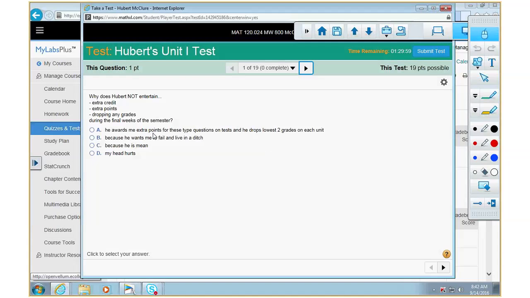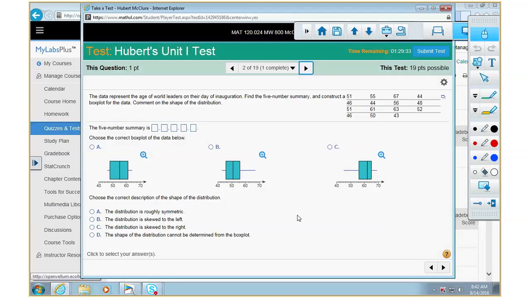Your first question, that's pretty simple. Why does Hubert not entertain extra credit, extra points, dropping any grades during the last week of the semester? Why? Let's see. A. I will take B as an answer, but A is the correct answer. All right, do this one.